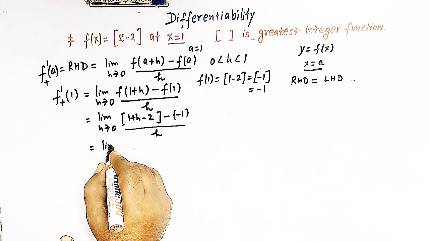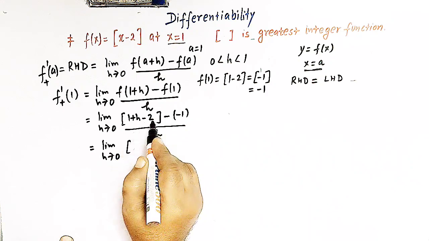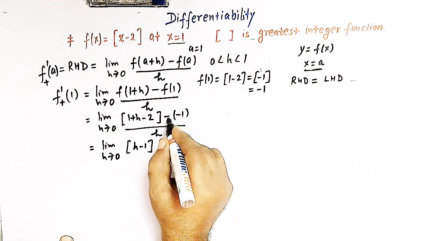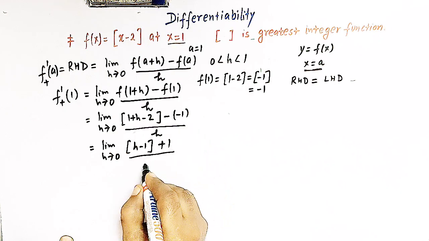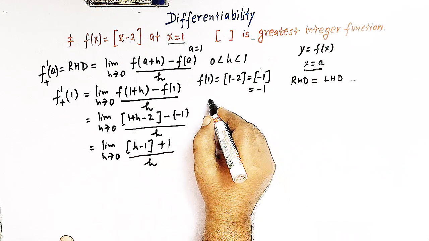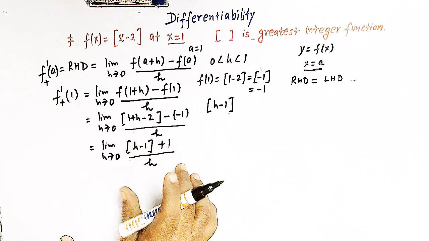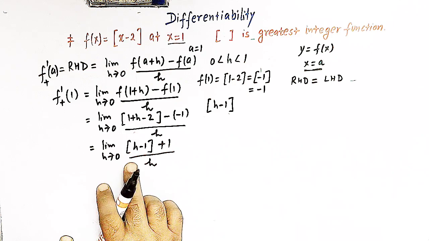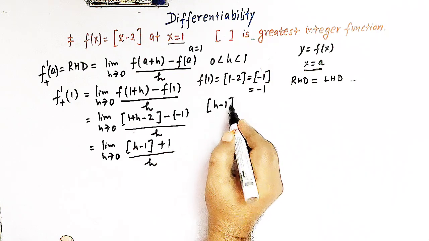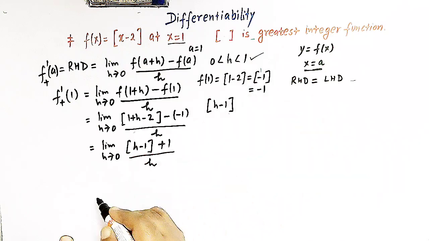Let us simplify it. We have limit h tends to 0 of greatest integer of 1 plus h minus 2, which is greatest integer of h minus 1, plus 1, divided by h. Now we need to find the value of greatest integer of h minus 1, because we have to solve this limit, and in order to get the value of this limit, we have to assign a value to greatest integer of h minus 1 using this inequality.